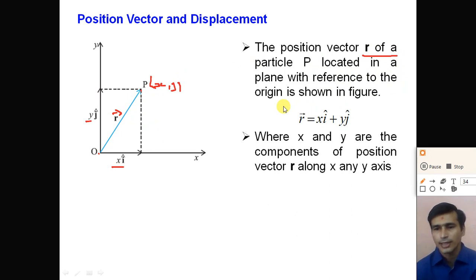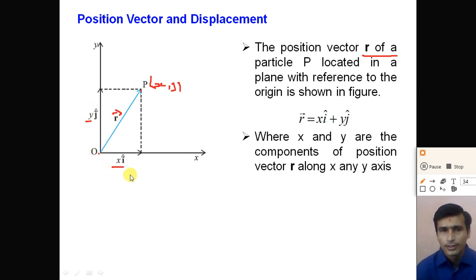Here in the definition, the reference point must be indicated, because if the reference point is changed, the position of the particle is changed and the position vector is changed. So here the position vector of the particle P is vector OP, and vector OP has two components. The x component of the vector OP in the direction of the x axis is a x, and the y component of the vector OP in the direction of the y axis is a y. So how can we write the vector OP?